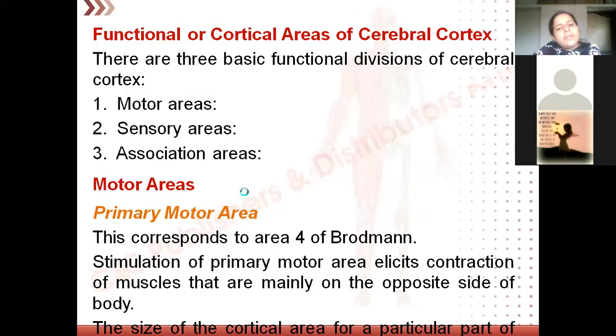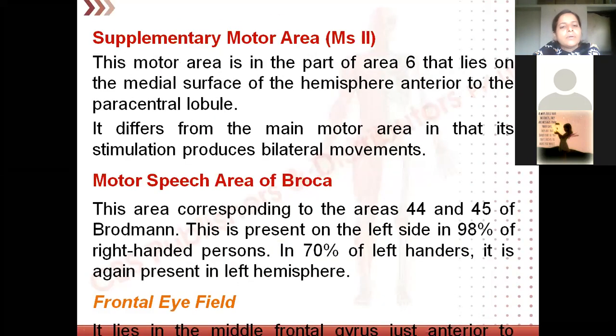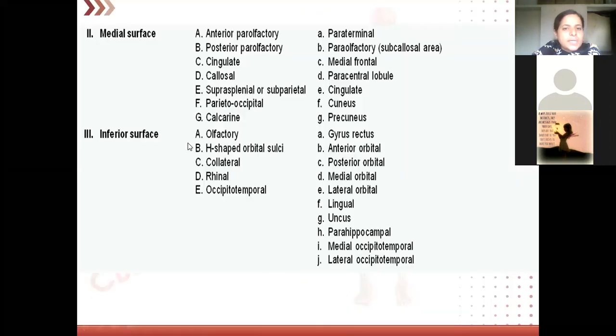Again, if you see it in the form of a table, where is the table? On the inferior surface, we have olfactory sulcus, H-shaped orbital sulcus, collateral, rhinal, and occipitotemporal sulcus. Try to keep the picture open and try to understand all this.